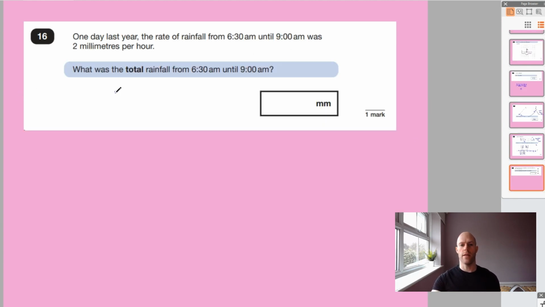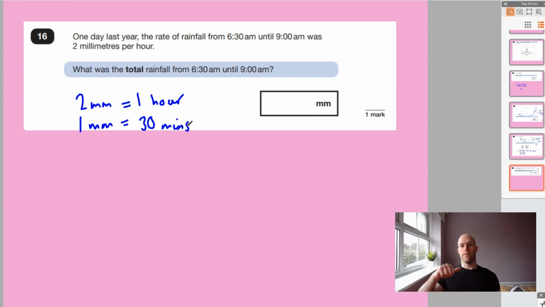Okay, one day last year, the rate of rainfall from 6:30 a.m. till 9 a.m. was 2 millimeters per hour. 2 millimeters equals 1 hour. What was the total rainfall from 6:30 a.m. until 9 a.m.? So I'm just going to break this down as well. Because we've got a half an hour there, strangely, 6:30. 1 millimeter every 30 minutes.